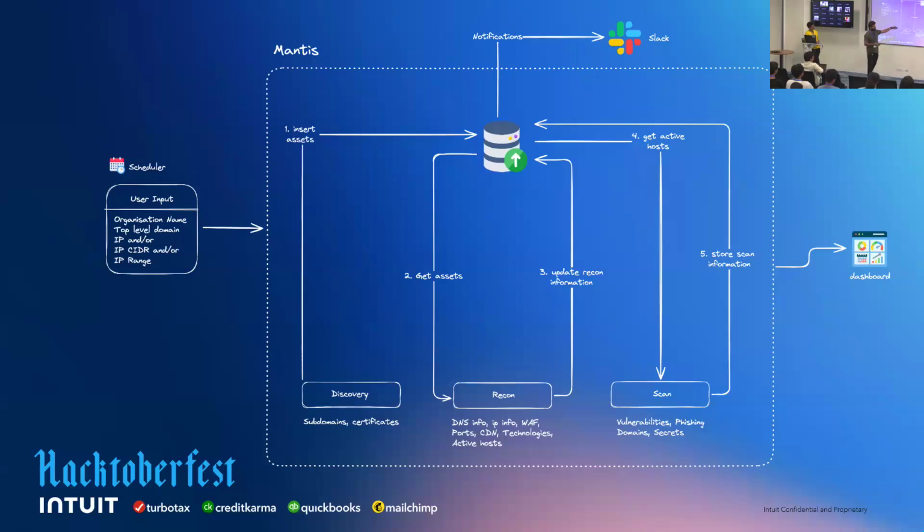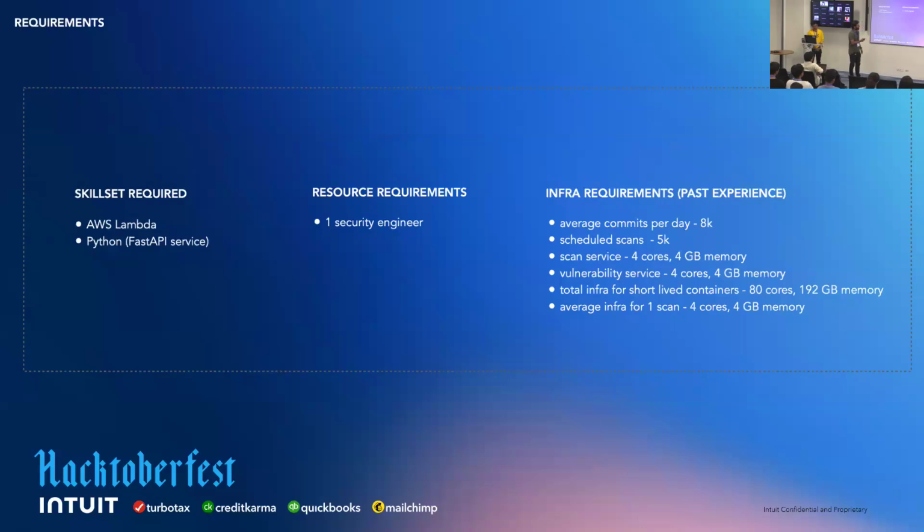So this is a second level of framework every organization will need to solve for. So we basically solve for both, where you have a single event and a single scan, and also where you have a workflow, right? Now right now, we have implemented this in an organization, and we have an average of 8K commits per day, and then we have scheduled scans of around 5K. Both our services use around 4 cores, 4 GB memory, and the total infra we have is around 8 cores, 192 GB to spin this up.